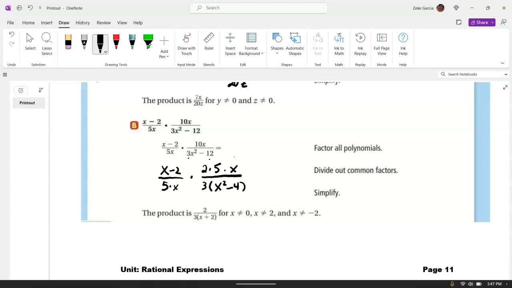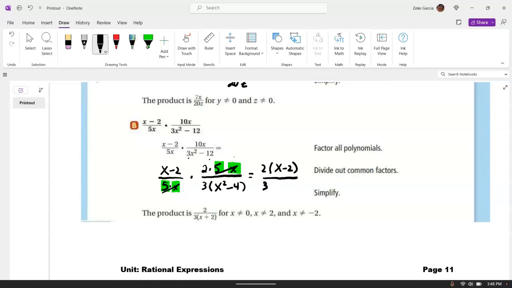And now you notice that we have a 5 here and a 5 here in the numerator and the denominator. We also have x in the numerator and x in the denominator. Those are going to become 1. Okay. So now, what do I have left? I have 2 times x minus 2 divided by 3.